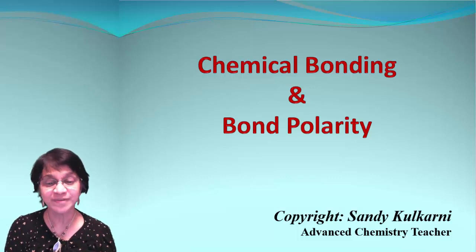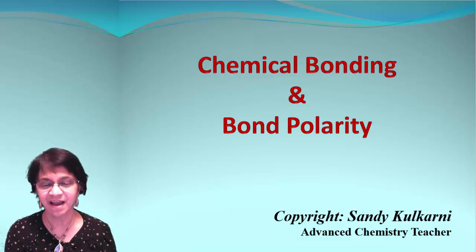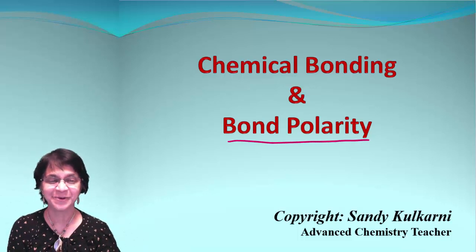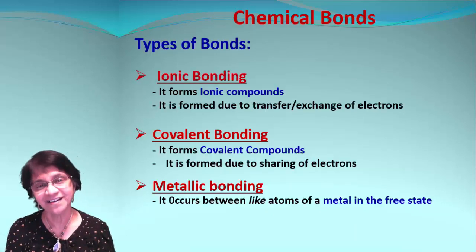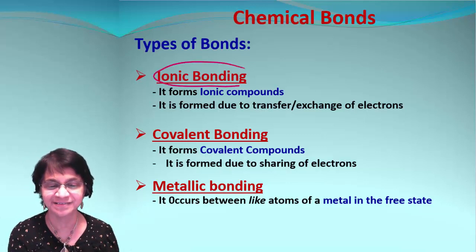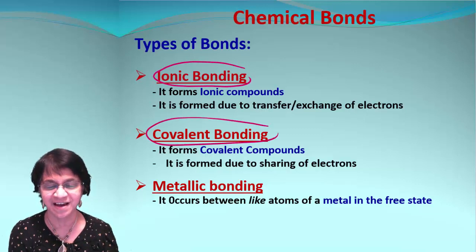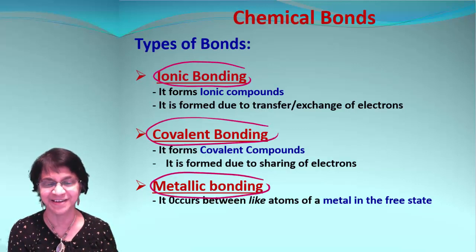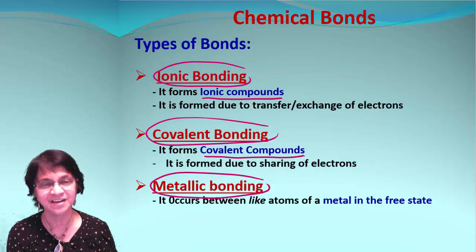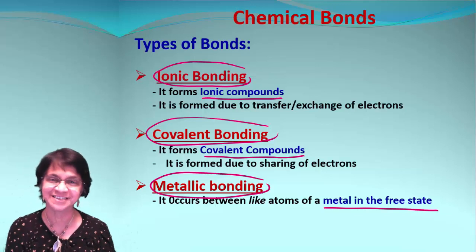In this video, we will talk about bonding and also how to calculate bond polarity. So here are the important types of bonding which we're going to talk about: ionic, then covalent, and there is metallic bonding. Ionic bonding will be in ionic compounds, and covalent bonding will be in covalent compounds. Of course, metallic bonding will be in metals in the free state.